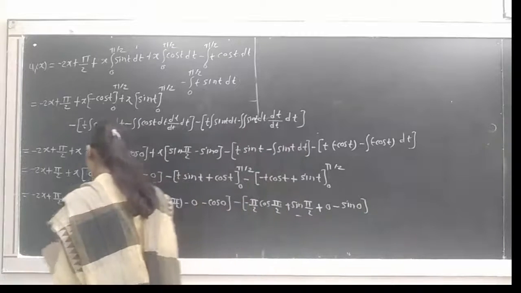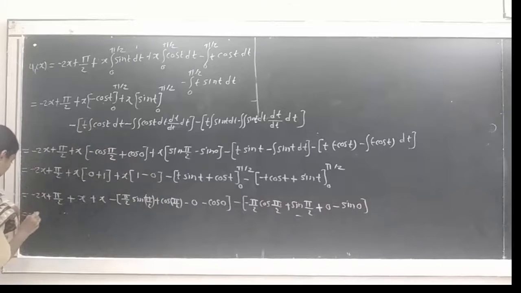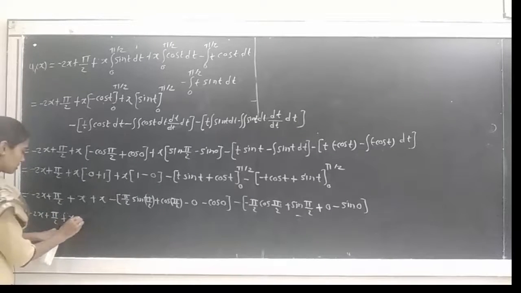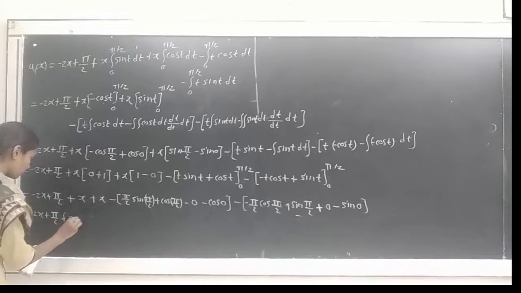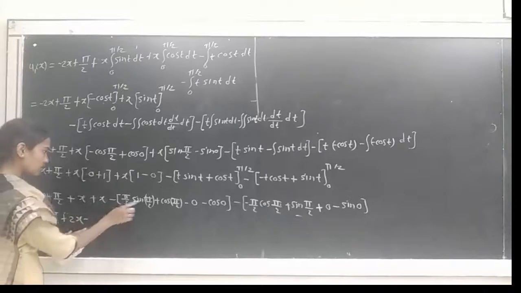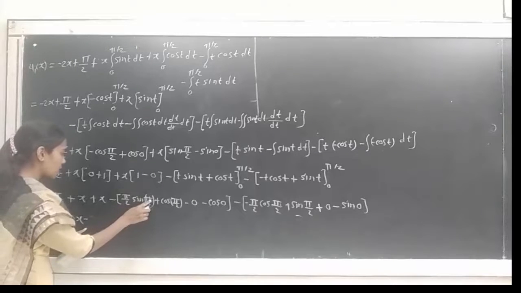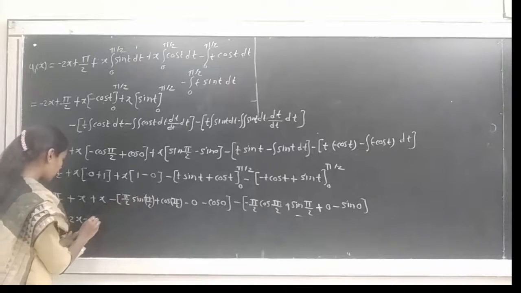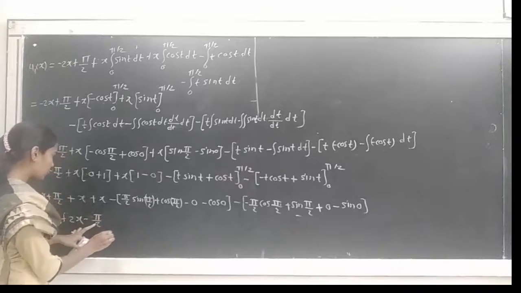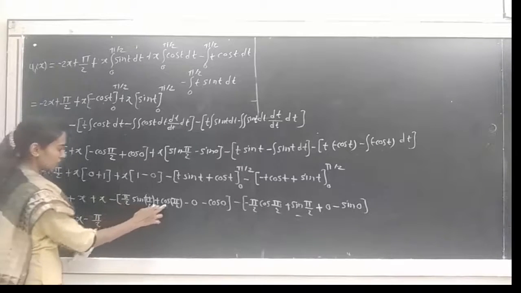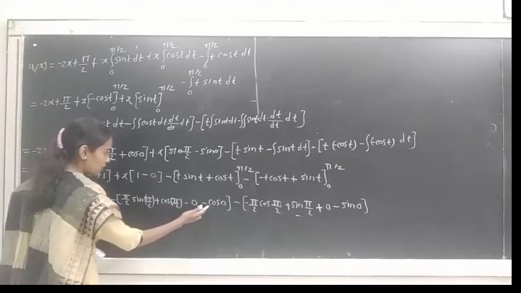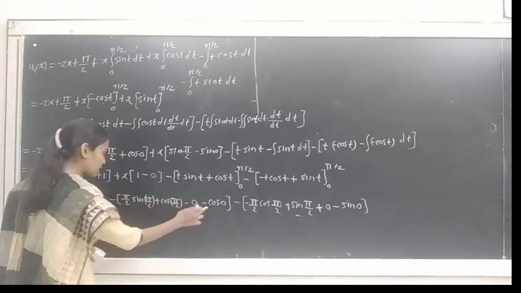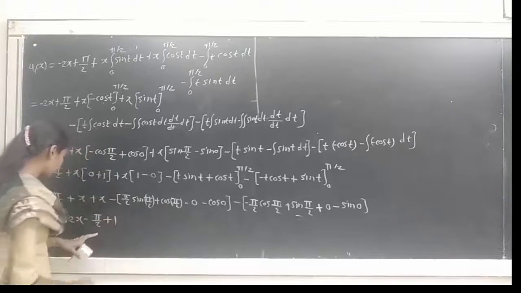Okay, so we get is equal to minus 2x plus pi by 2 plus x plus, sorry, this x plus x we can write here 2x, then minus, if we put here values, sin pi by 2 will be 1, so we get here minus pi by 2 only, sin pi by 2 will be 1, then cos pi by 2 will be 0, so this term becomes 0, and cos 0 will be 1, this minus minus becomes plus, so we get here plus 1.